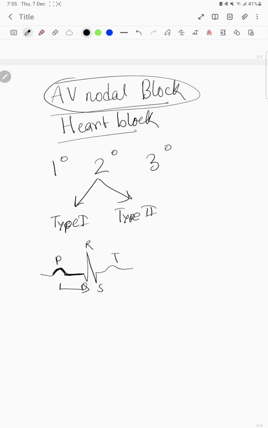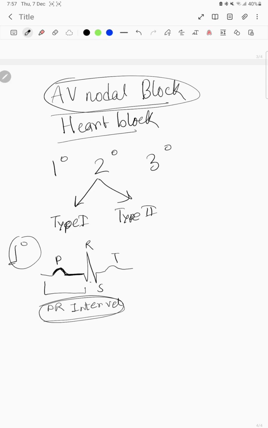Now, the time for the traveling of the impulse gets impaired. So this PR interval gets broader in first degree AV nodal block.